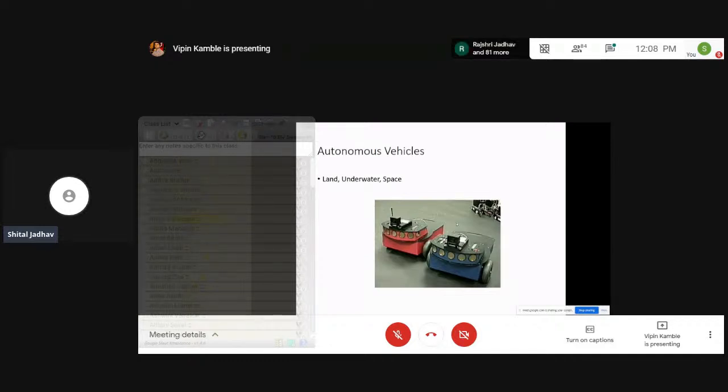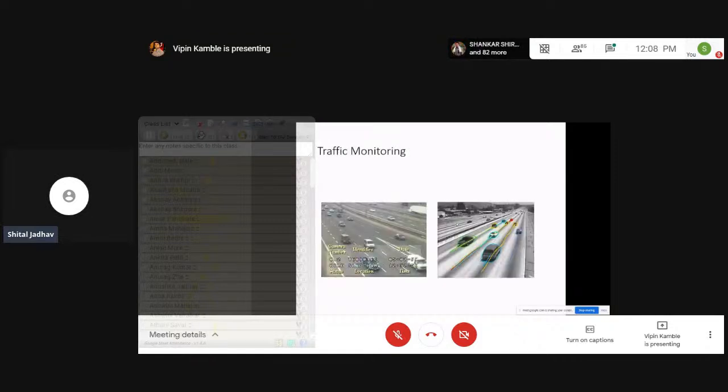It can also work underwater or in space. The best example is your Mars rovers. They are autonomous vehicles taking decisions on their own because we are not there to control them. We can give a specific set of instructions that you have to perform these tasks, but how to perform them, depending on the atmosphere and the surface, they take decisions on their own. So that is the kind of intelligence which is inbuilt.